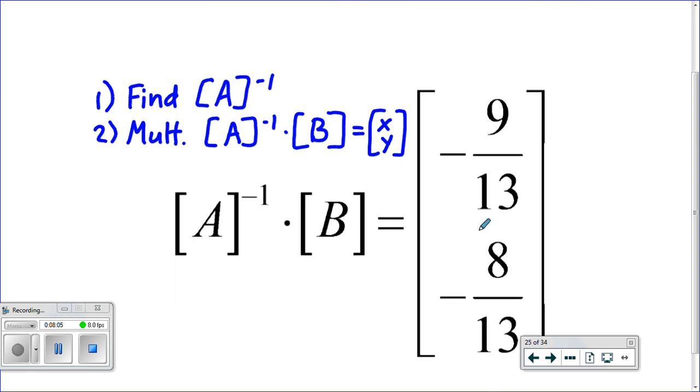After you pause and do this on your own, you should be getting these values. So when you multiply matrix B by inverse matrix A, you're going to have negative 9/13, which is your x, and you're going to have negative 8/13, which is your y. So as a quick summary, to solve a system of equations with matrices, we're going to first find the inverse of matrix A. We're going to multiply that by matrix B, which is going to give us x and y alone.